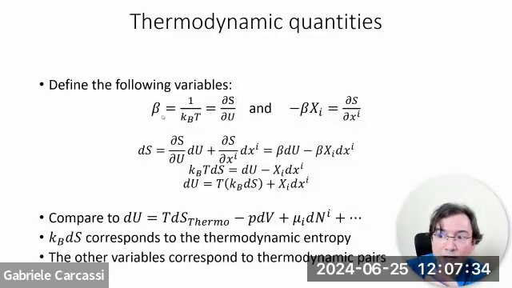The most important one is going to be the beta, which is the derivative of entropy with respect to energy. And this is the inverse of the temperature. And once you have these definitions and you put them together, you recover your usual thermodynamic expressions.